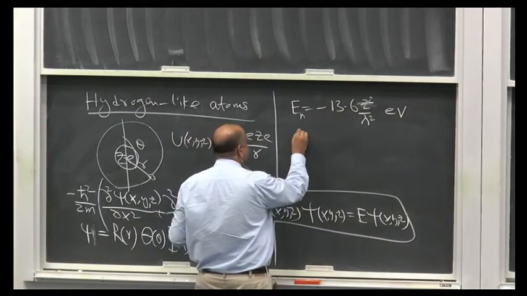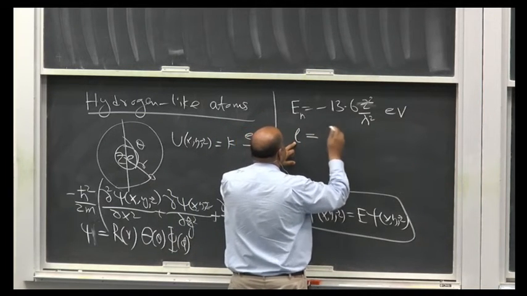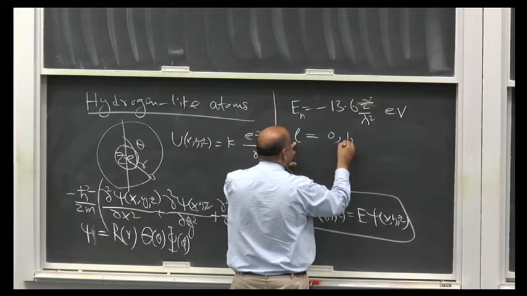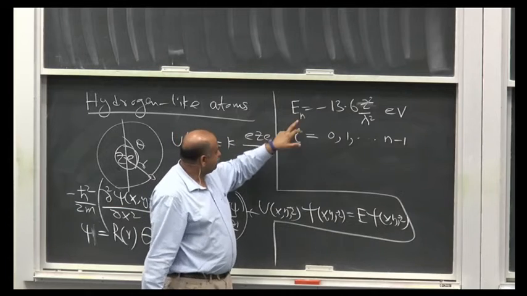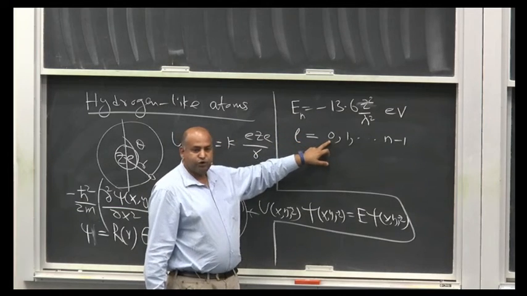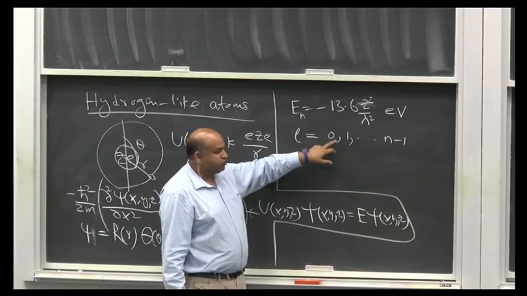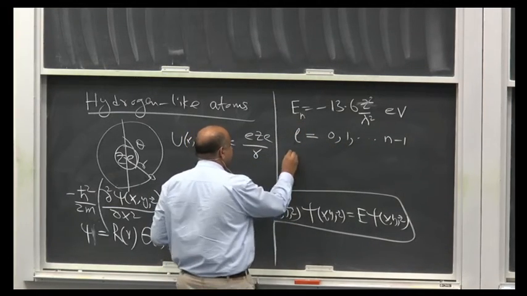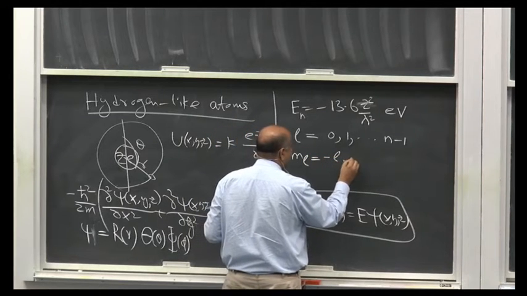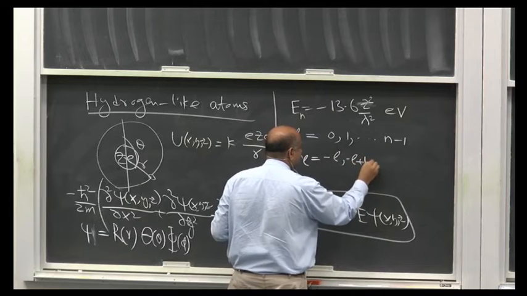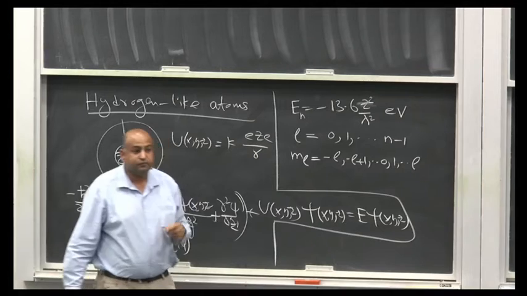One of them is called L. So L can have a value anywhere between 0, 1 up to n minus 1. So for example, if n is 1, L can only have a value of 0. For n equal to 2, it can have values of 0 and 1. And then there's a second integer, ml, and this can have values starting from minus L to L.